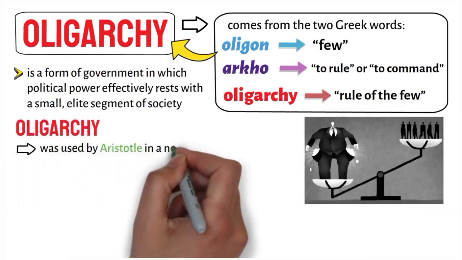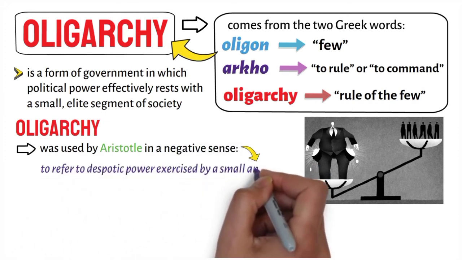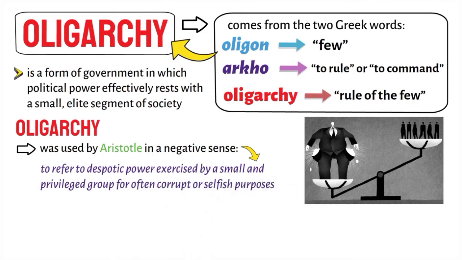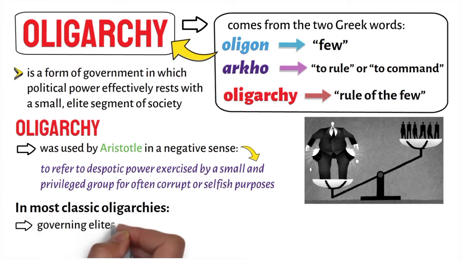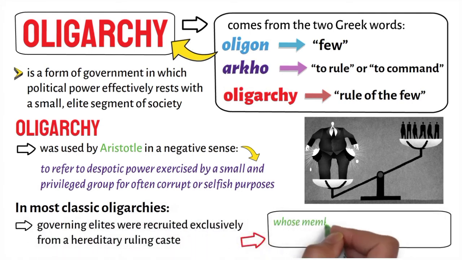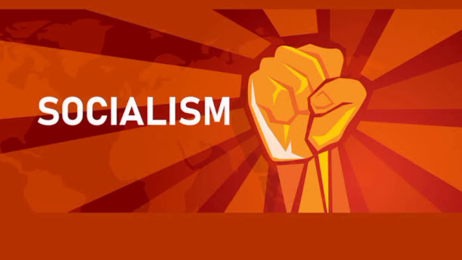Moving on, oligarchy was used by Aristotle in a negative sense to refer to despotic power exercised by a few and privileged group, often for corrupt or selfish purposes. In most classic oligarchies, governing elites were recruited exclusively from a hereditary ruling caste, whose members were there to use their powers for corrupt purposes.